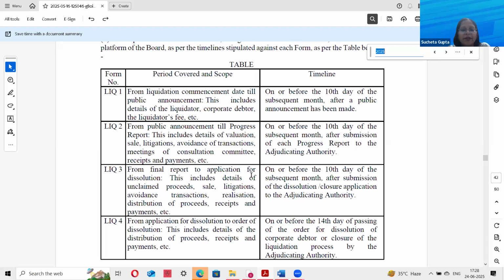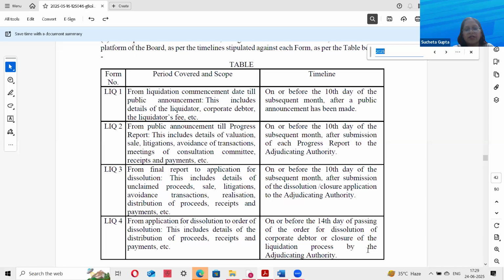From final report to application for dissolution, this includes details of unclaimed proceeds, sale, litigation, avoidance transaction, realization, distribution of proceeds, receipts and payments, on or before the 10th day of the subsequent month after the submission of the dissolution closure application to the adjudicating authority. From application for dissolution to order of dissolution, this includes details of the distribution of proceeds, receipts and payments, on or before the 14th day of passing of the order for dissolution of the CD or closure of the liquidation process by the adjudicating authority.